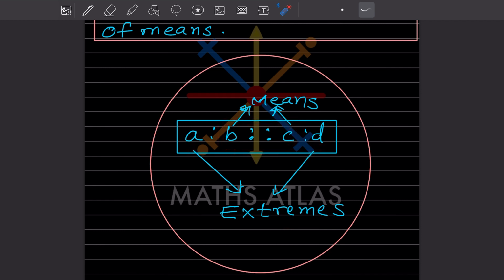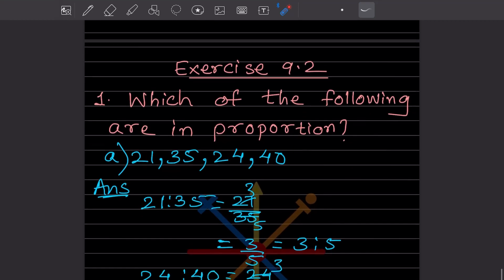So we have to multiply. A into D, because the product is this side, is equal to B into C. That will be AD is equal to BC. In place of this, there will be some numbers. That's it. So now we will see the exercise.